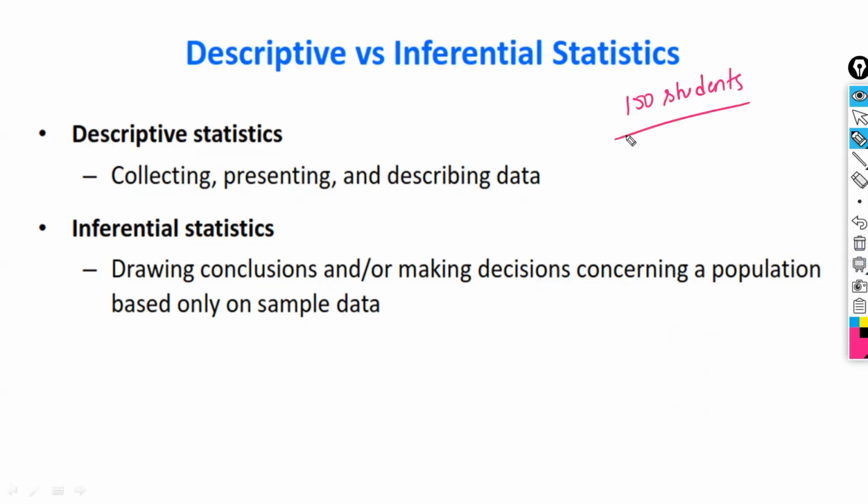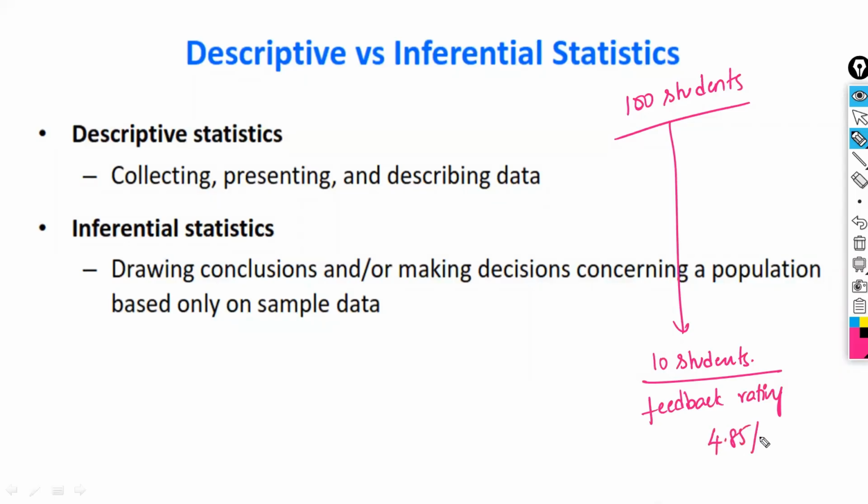Let us assume there are 150 students. Now, out of these, let us take 100 students. I'm going to take a sample from these 100 students, a sample of 10 students, and I'm going to take the feedback rating of these 10 students. These 10 students have given me a feedback rating of 4.85 out of 5. Assume this is the rating given. Now, this rating was given by these 10 students, not with respect to all 100 students.